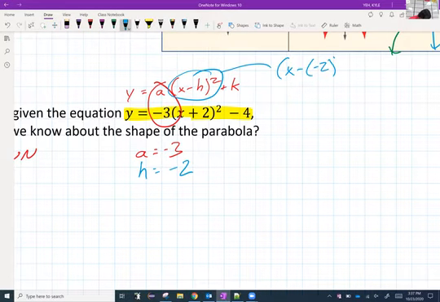If we plug negative 2 in, we get x minus negative 2 squared. That could be written, as we know, as x plus 2 squared. So if it's a plus with the h value, we remember we just got to flip it.